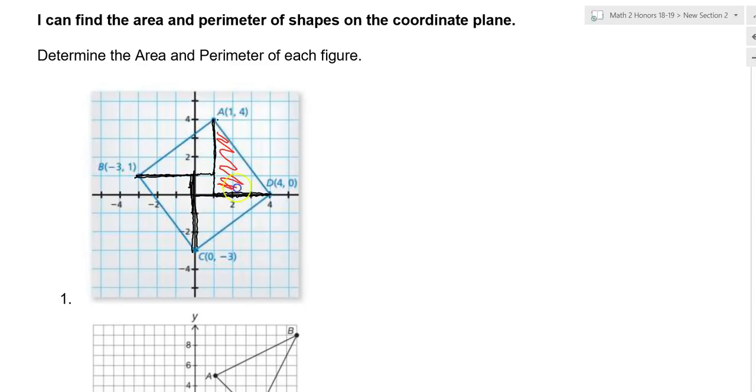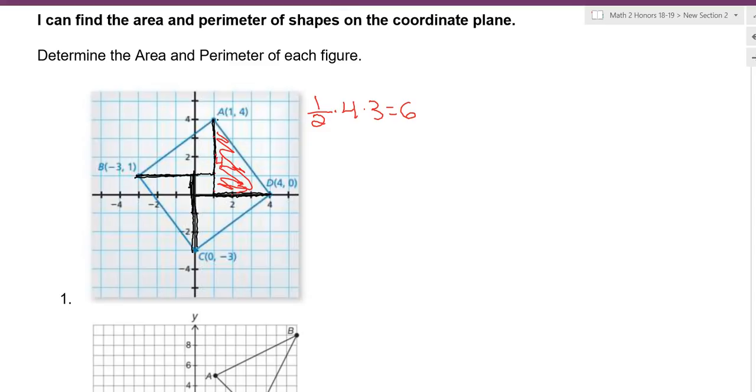So starting with this one. This is 1, 2, 3, 4, and 1, 2, 3. It's a triangle, so it's 1/2 times 4 times 3, which does equal 6.